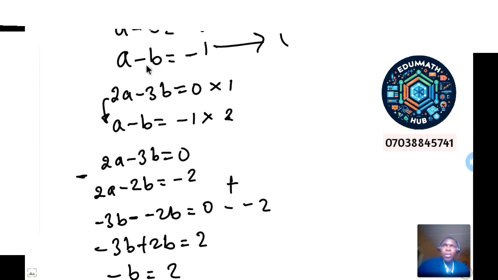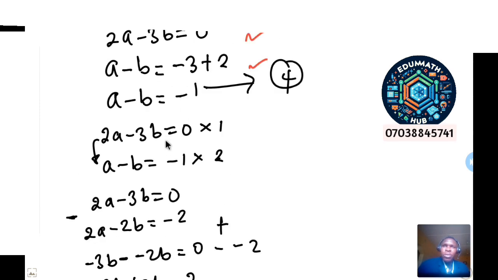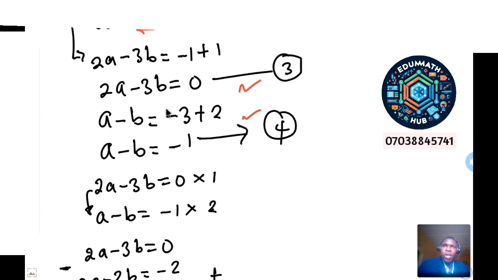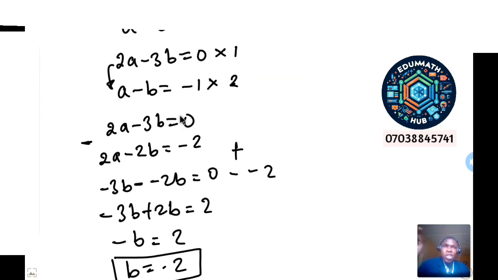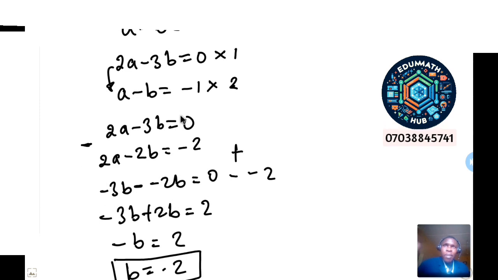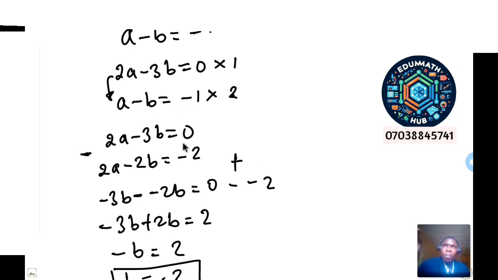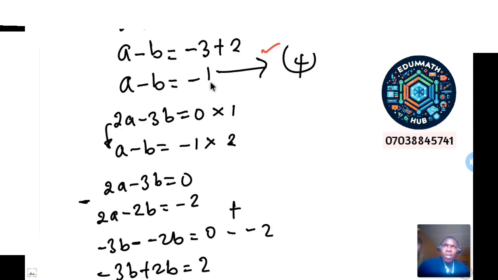Don't forget, a minus b is equal to minus 1. That's the relationship between a and b. You can use any of the equations. You can even use equation 1, 2, 3, or 4. But let's just use this simpler one: a minus b is equal to minus 1.